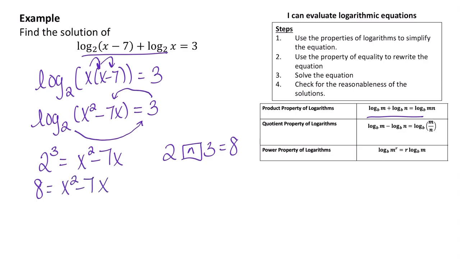Once again, this is a quadratic, so I need to set it equal to 0. I'm going to subtract 8 from both sides. On the left side, that leaves me with 0, so I have 0 equals x squared minus 7x minus 8. So I'm going to work on solving this here. I'm going to look at this final term.